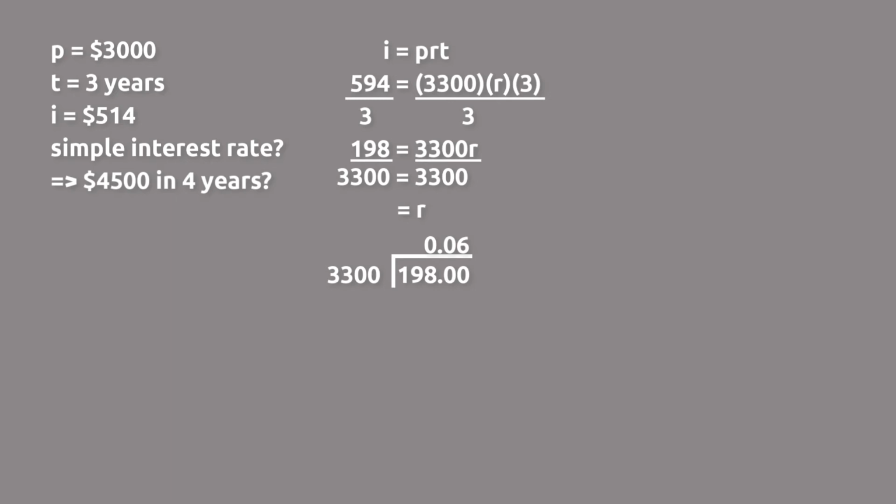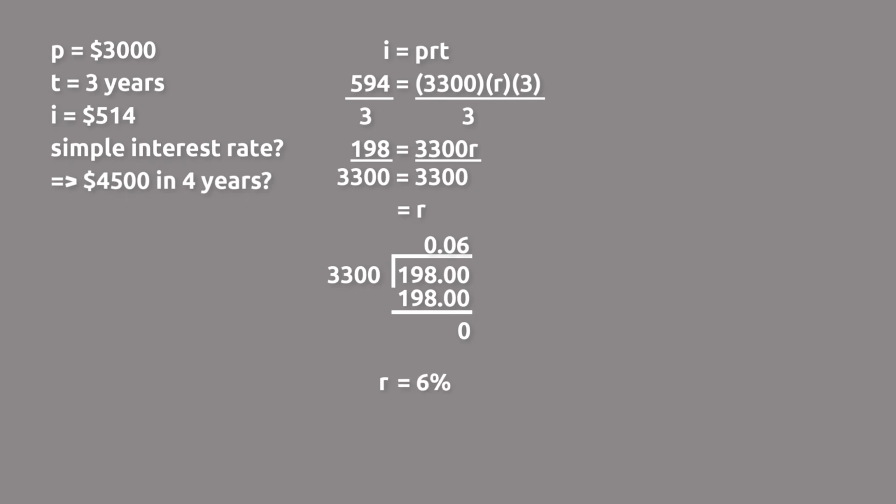0 times 6 is 0. 0 times 6 is 0. 3 times 6 is 18. 8 down, carry your 1. 3 times 6 is 18 plus 1 is 19. And we end up with no remainder. So our simple interest rate, the first part of our problem, is 0.06 or 6%.